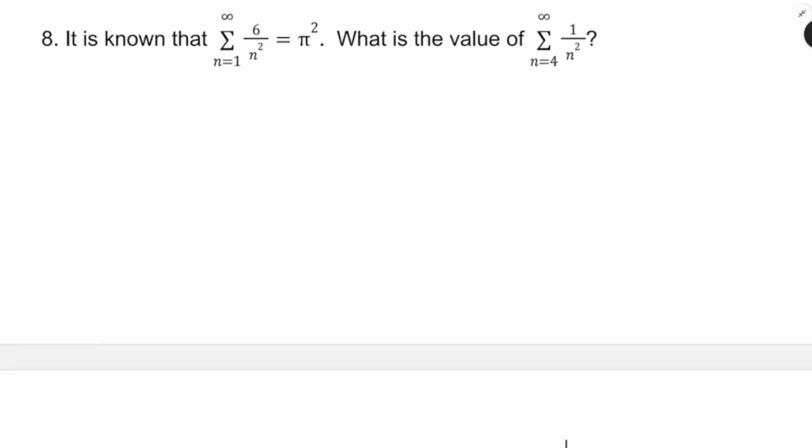All right, so it is known that the sum from 1 to infinity of 6 over n squared equals pi squared. What is the value of the sum from 4 to infinity of 1 over n squared? Oh, this is great. So this first series, which maybe I'll call A, is telling me that 6 over 1 plus 6 over 4 plus 6 over 9 and 6 over 16 and so on forever, that adds up to pi squared.